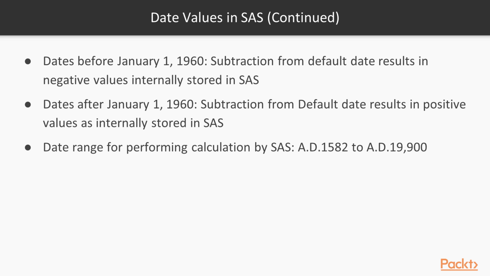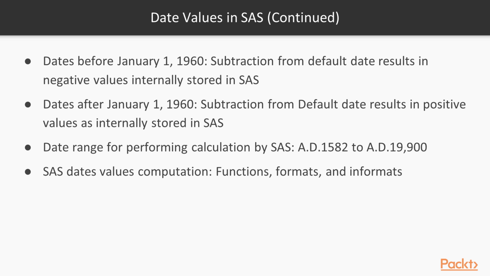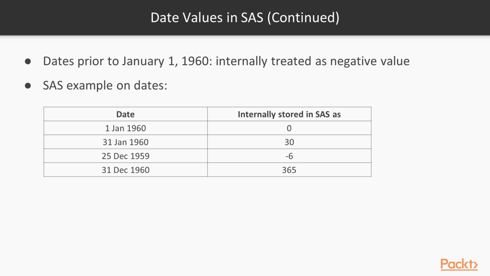The date range for performing calculation in SAS is from AD 1582 to AD 19900. What is typically used in SAS to compute dates are functions, formats, and informats. For dates prior to January 1st, 1960, internally, they are treated as a negative value. Once you subtract them from the default date, they would be stored internally as a negative value.